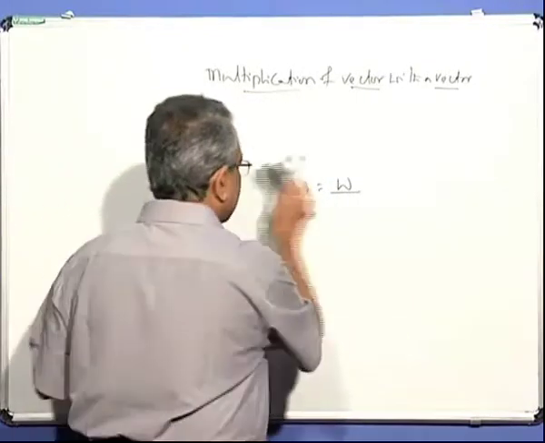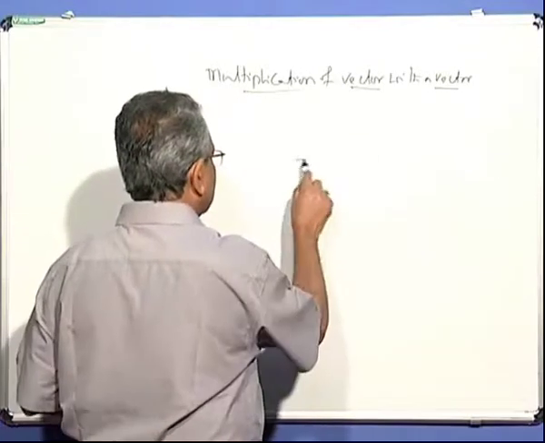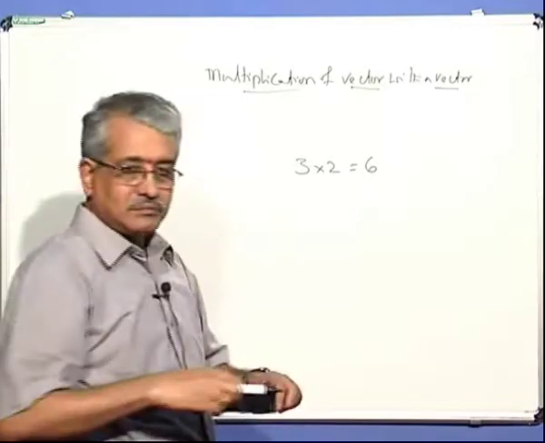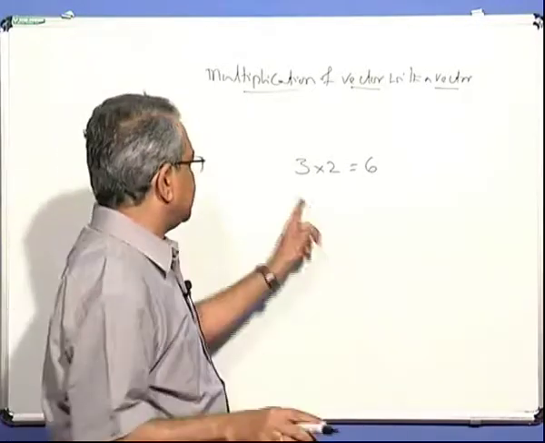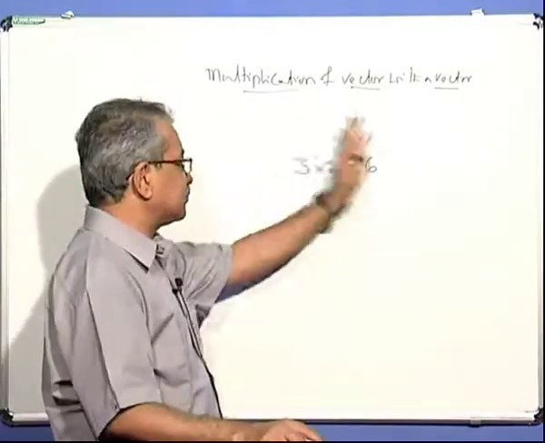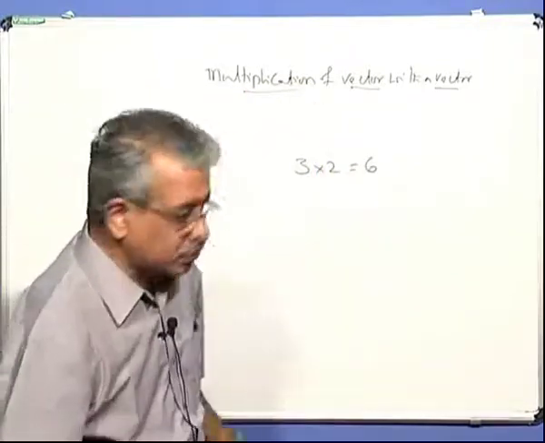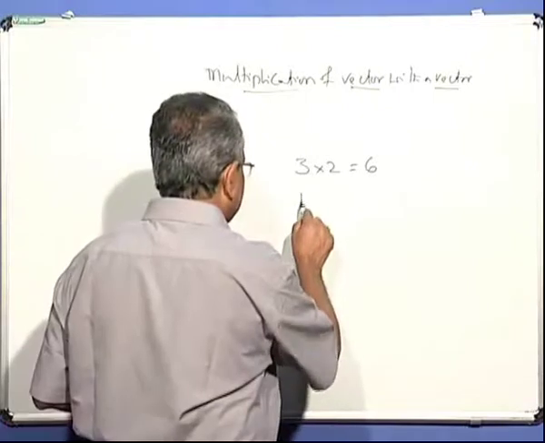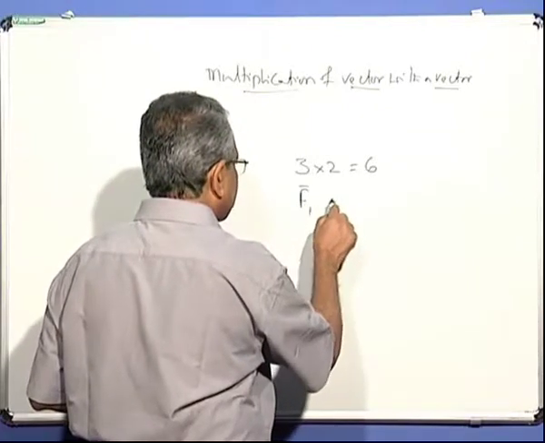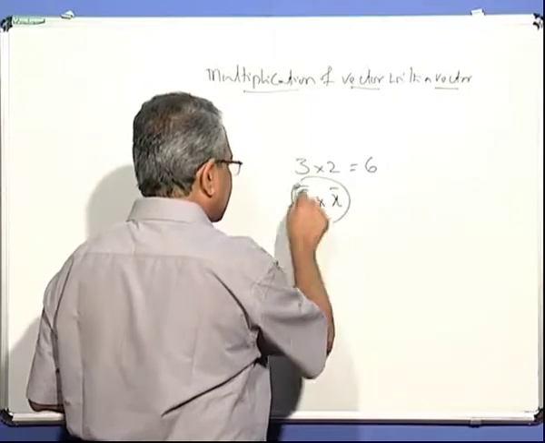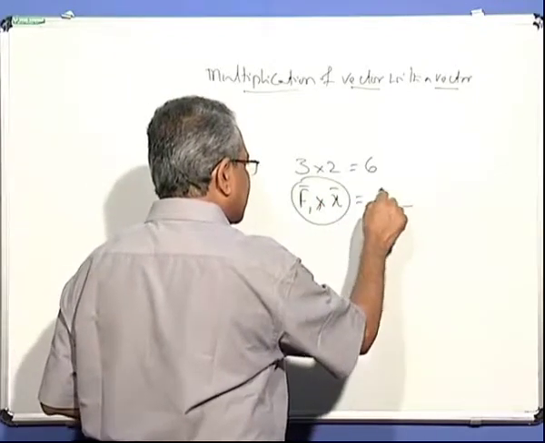Like, for example, if you take arithmetically, 3 into 2, you will get 6. This 6 is neither 2 nor 3, it is something totally different, a different number comes there. Likewise, when two physical quantities are multiplied, you are going to get entirely a new physical quantity.